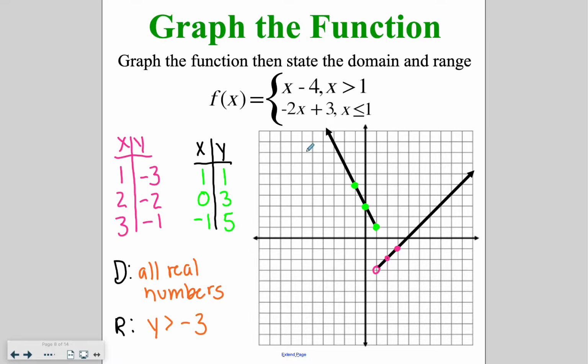Now go ahead and identify the domain and range of this particular function. Once again, our domain is all real numbers. I can plug in any value for x, and then my range this time, both lines are trending up, and the smallest point that it gets to is -3.